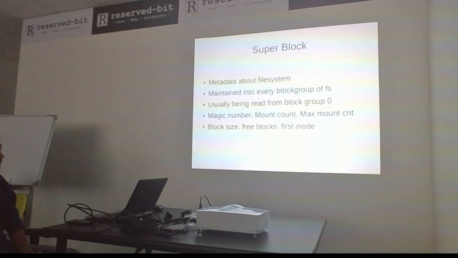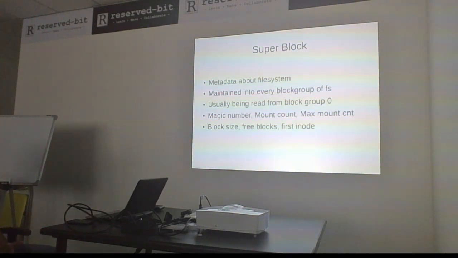Okay. So the super block is basically metadata about the file system, maintaining every block group of the file system. I already talked about it. It is usually read from block 0. There is a magic number. If you run mkfs -t ext2, ext3, or ext4, every file system has its own magic number. When mkfs runs, it checks the magic number, and if it matches, it formats that particular file system.